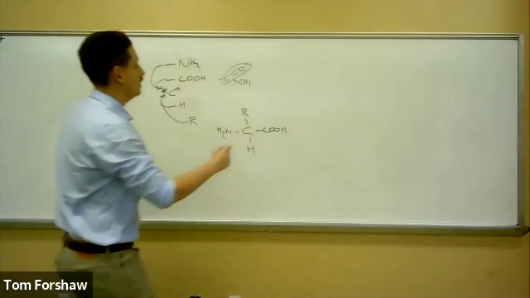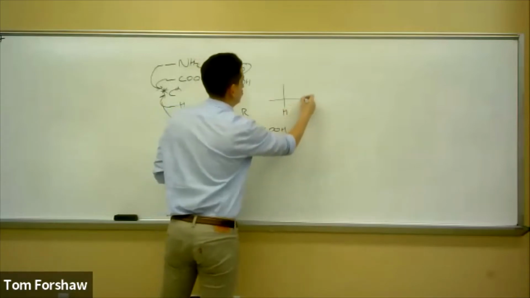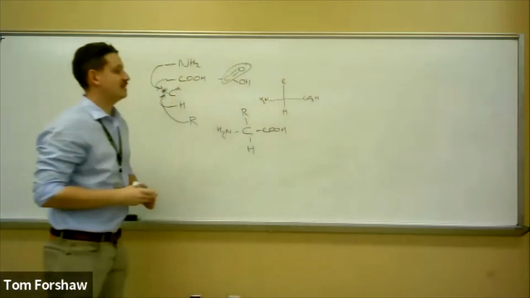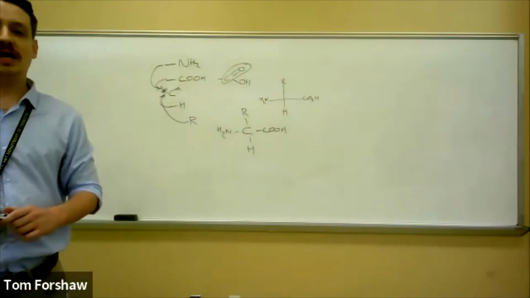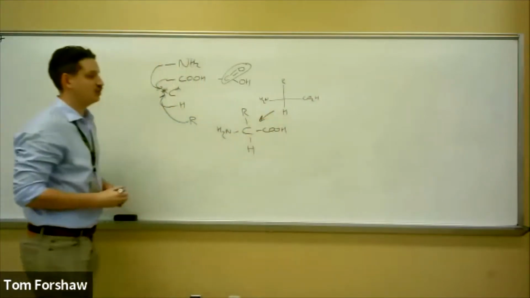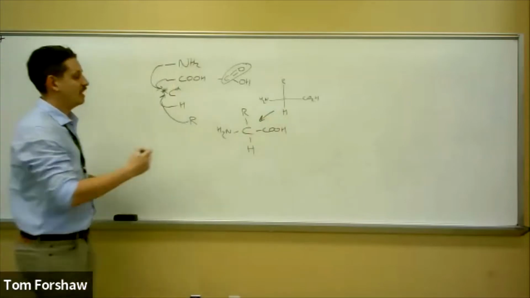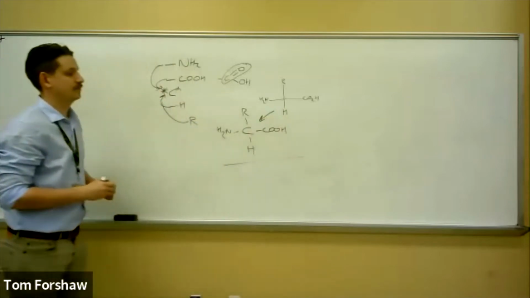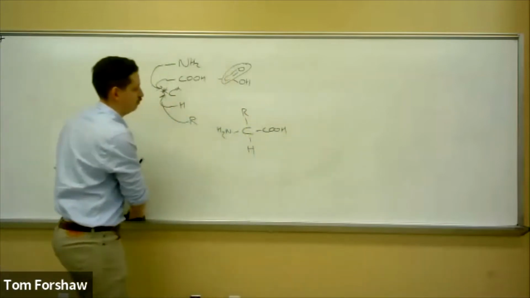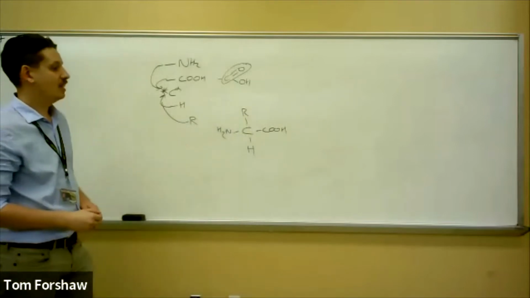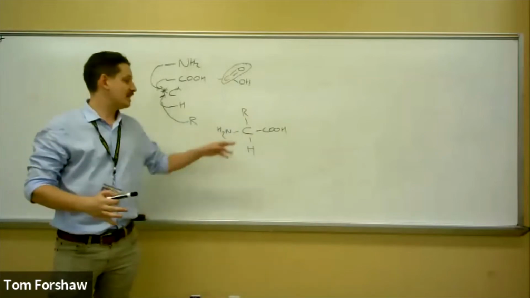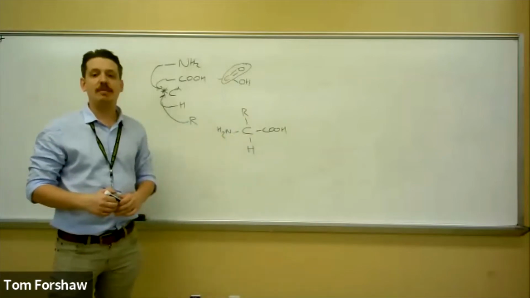And you may see me draw this as this. I do that sometimes just to make it easy. But this is just showing this. This is what it would be written out as if it was full. Now you can see that there's 4 different groups attached here to this central carbon. And so what we know in organic chemistry, when we see 4 different groups attached to a carbon, we can say that that carbon has chirality.